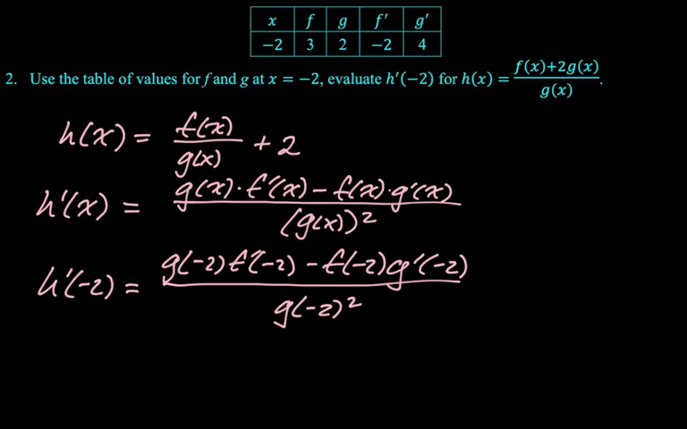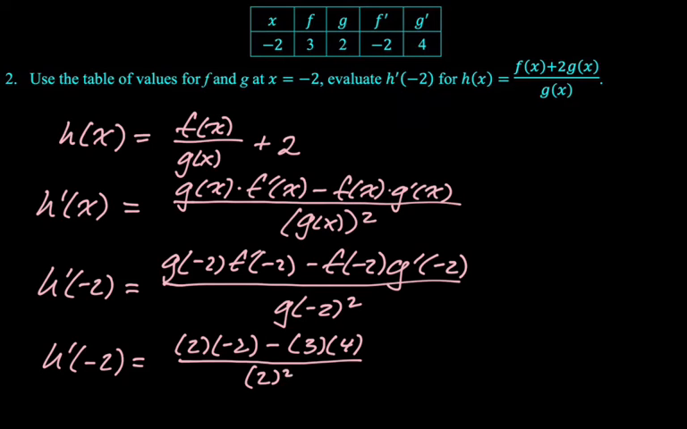So we need g of -2, which is 2, and we need f prime of -2, which is -2. So it's going to be 2 times -2, and then f of -2 is 3, and g prime of -2 is 4, and then all over 2 squared. So you got to read the table, you got to work that out. This gives you -16 over 4, which is -4, and there you go.